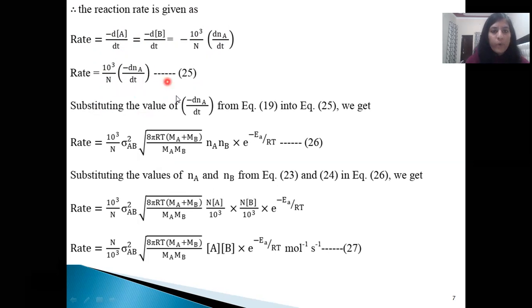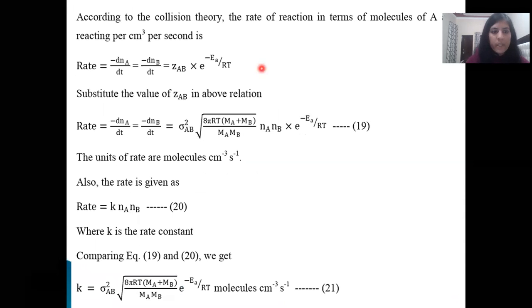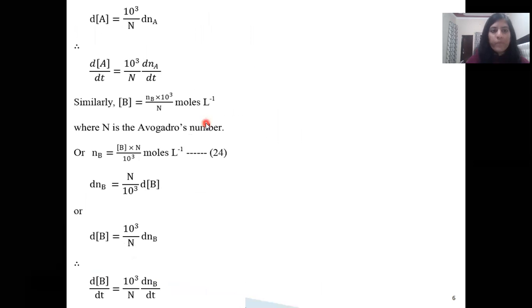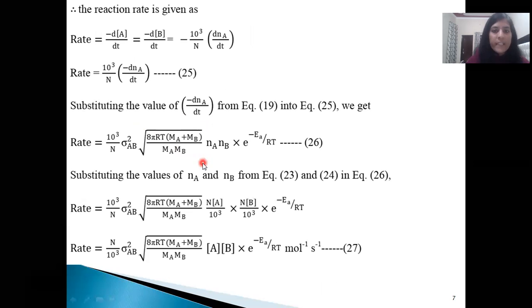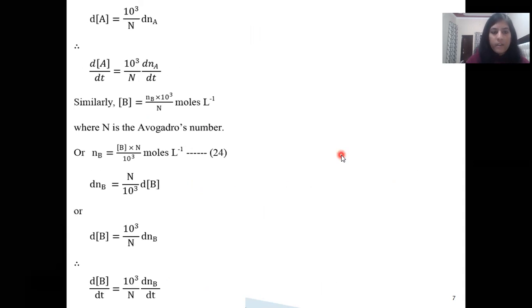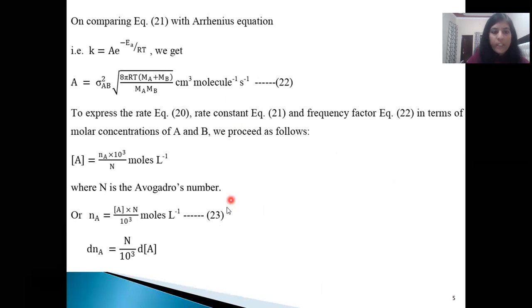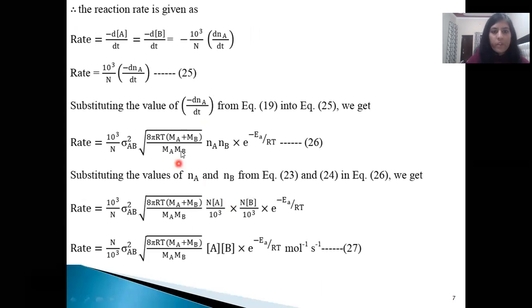Now, substitute this value from equation 19 into equation 25. Equation 19 is this. In place of minus dN_A by dt, we put this value, and putting this value, we get this relation. Now, substitute the values of N_A and N_B from equations 23 and 24 in equation 26. This is 24, this is 23. Now, substitute these values in this equation.